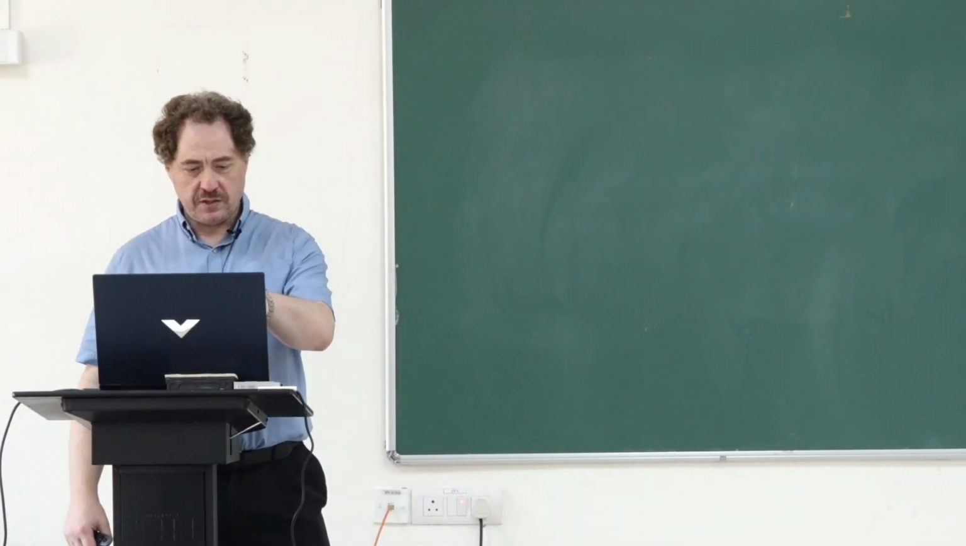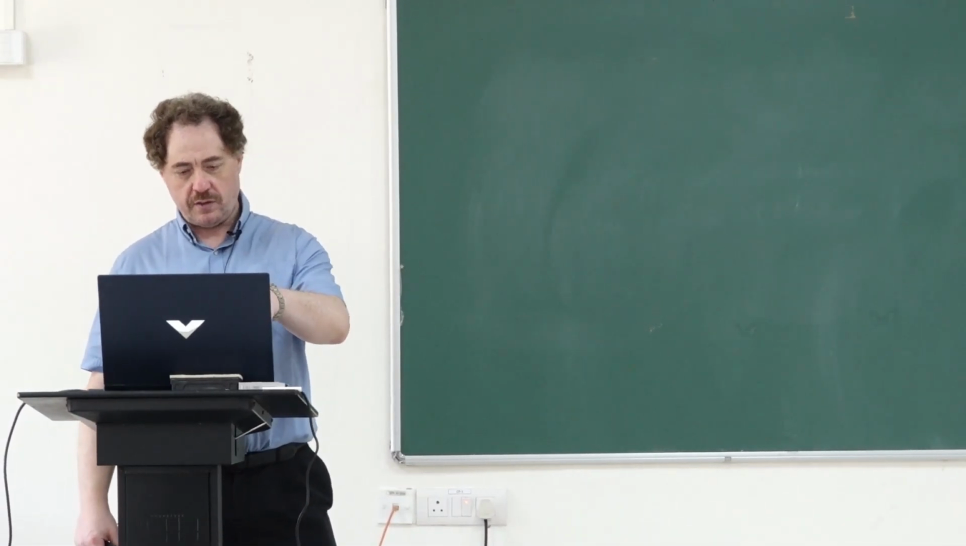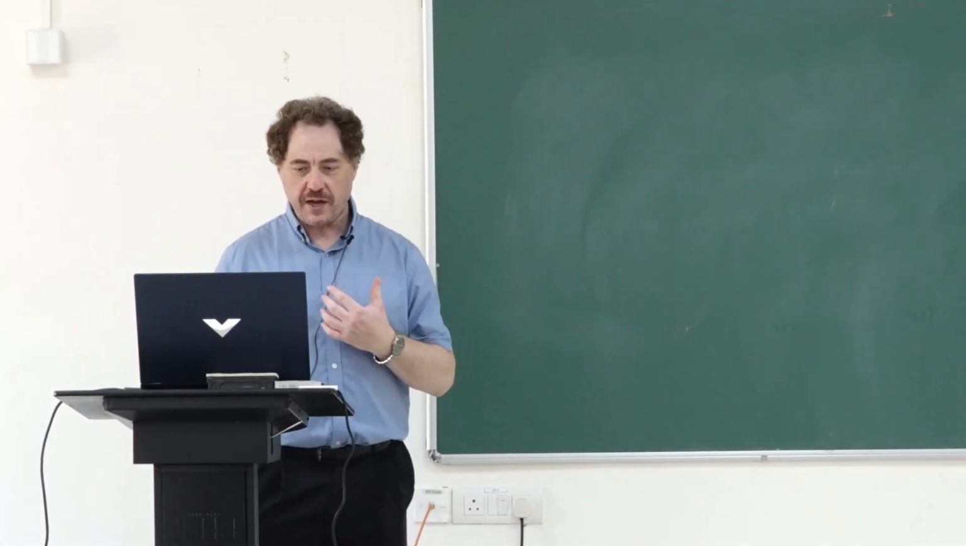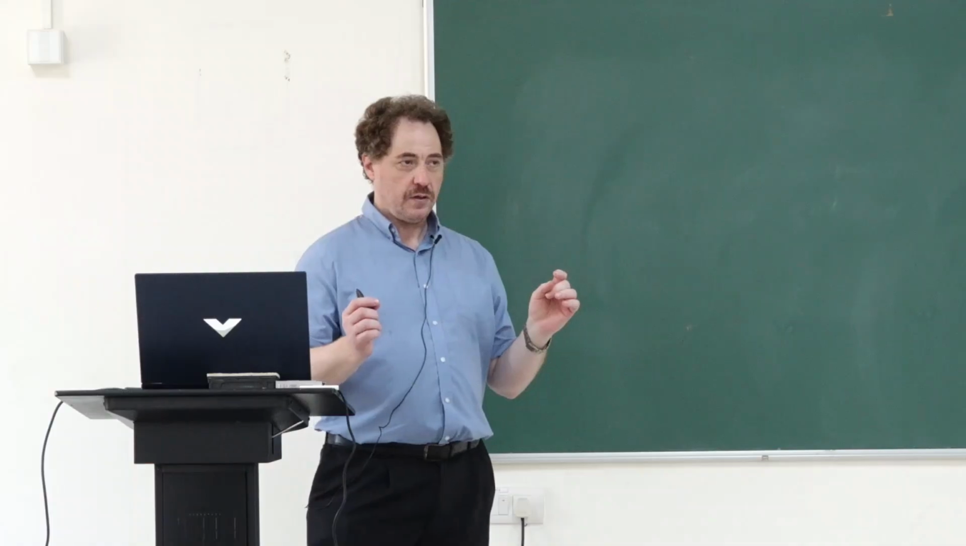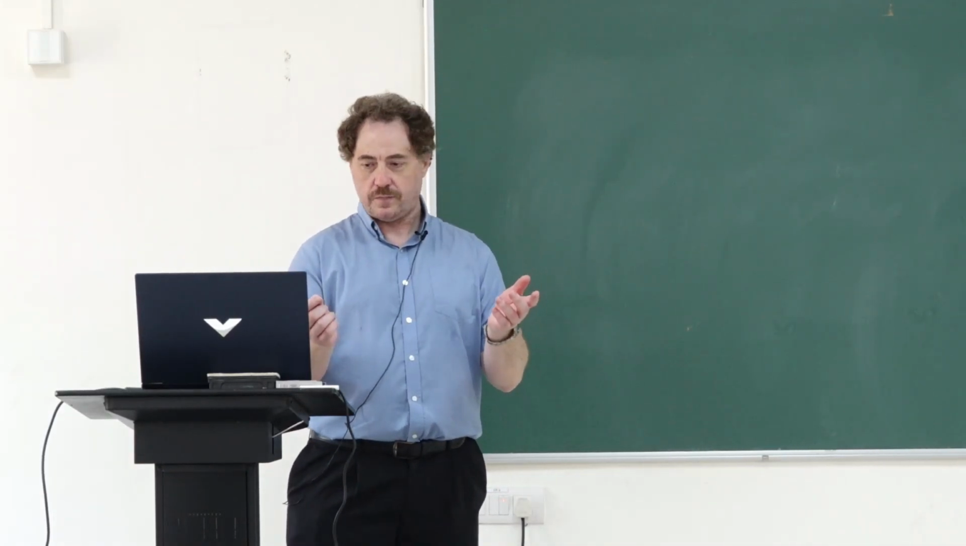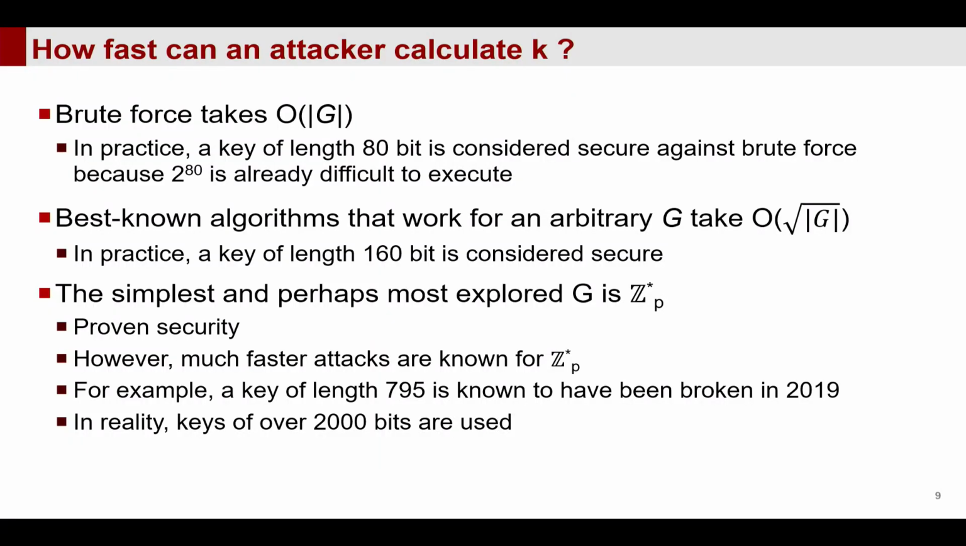So it's still much harder for the attacker to figure out K than for Alice to calculate the public key. So square root means that in order to be secure in practice, you need a key maybe of length 160 bit instead of 80 bit. So twice the number because of the square root. So that's the general idea.